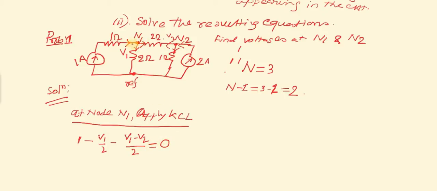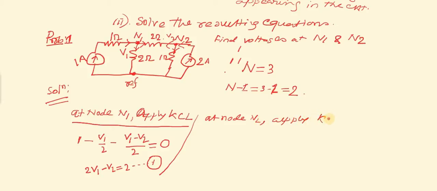According to the KCL law, the algebraic sum of current around any node is 0. And if we solve this equation, it will come to V1 minus V2. Mark this at node N2. Apply KCL again.